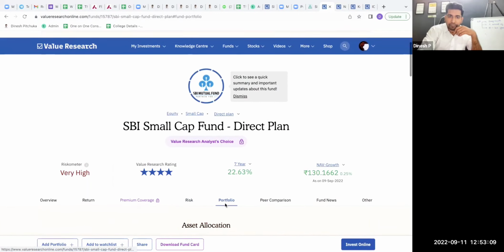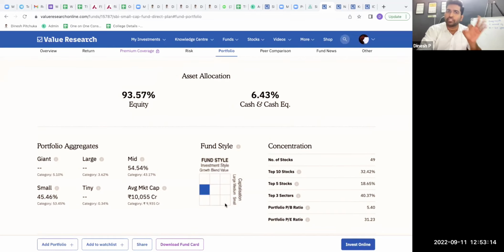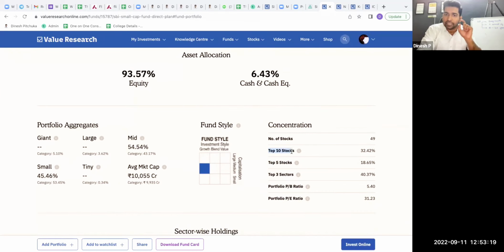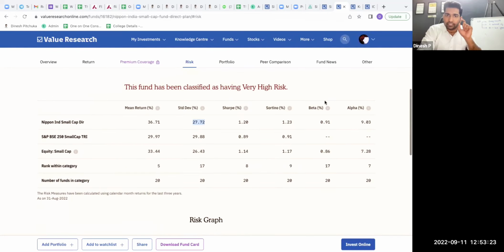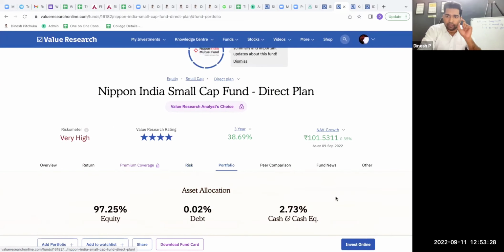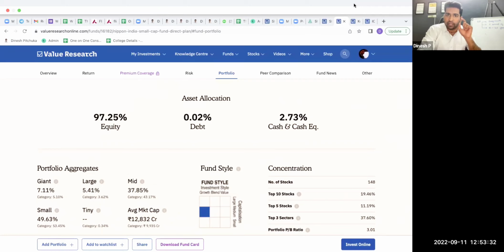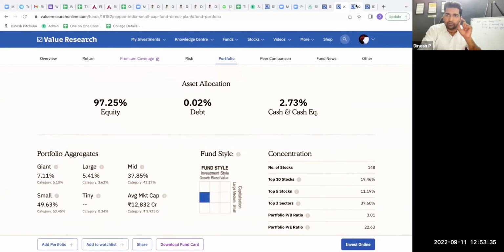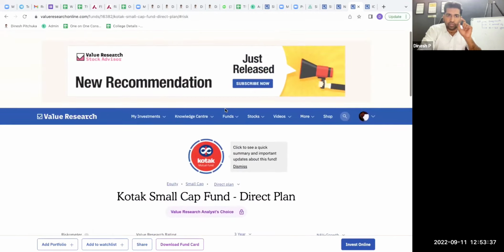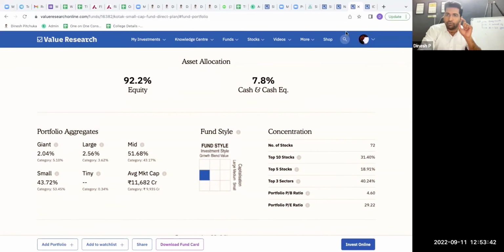Risk is clear. Asset allocation, portfolio. This is a major part where you will be spending most of your time. You have to see how much is the allocation in the top 10 companies. Here it is 32%. Let's see Nippon India. Nippon India, top 10 is 19% only. Then this is Kotak small cap fund. Top 10 is 31%.